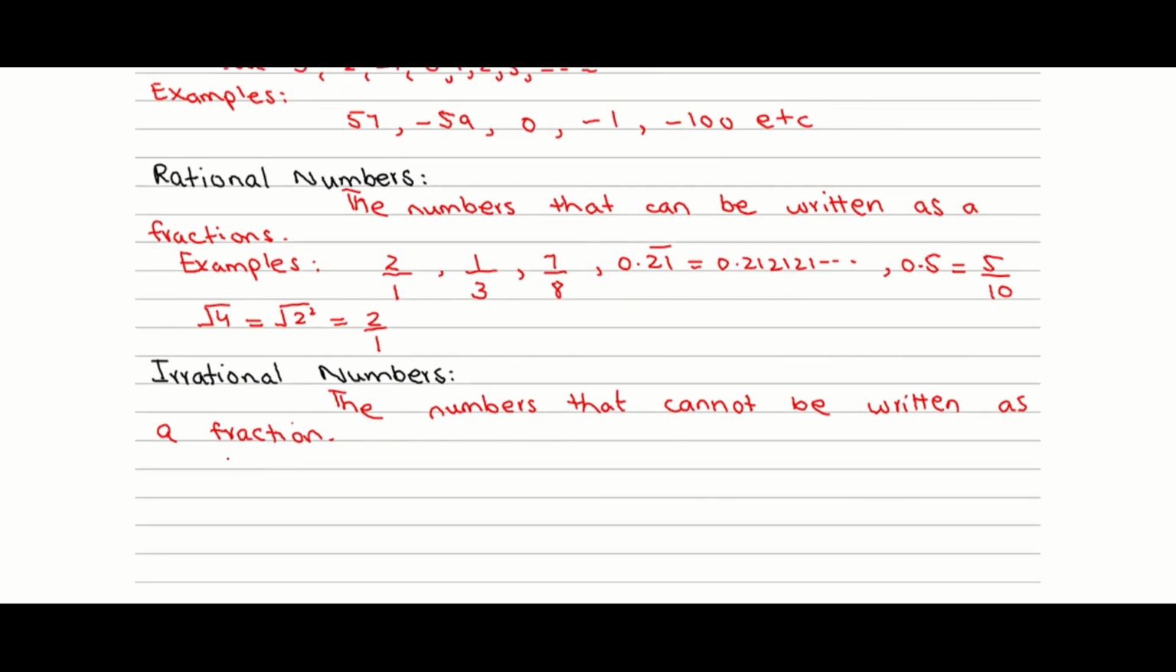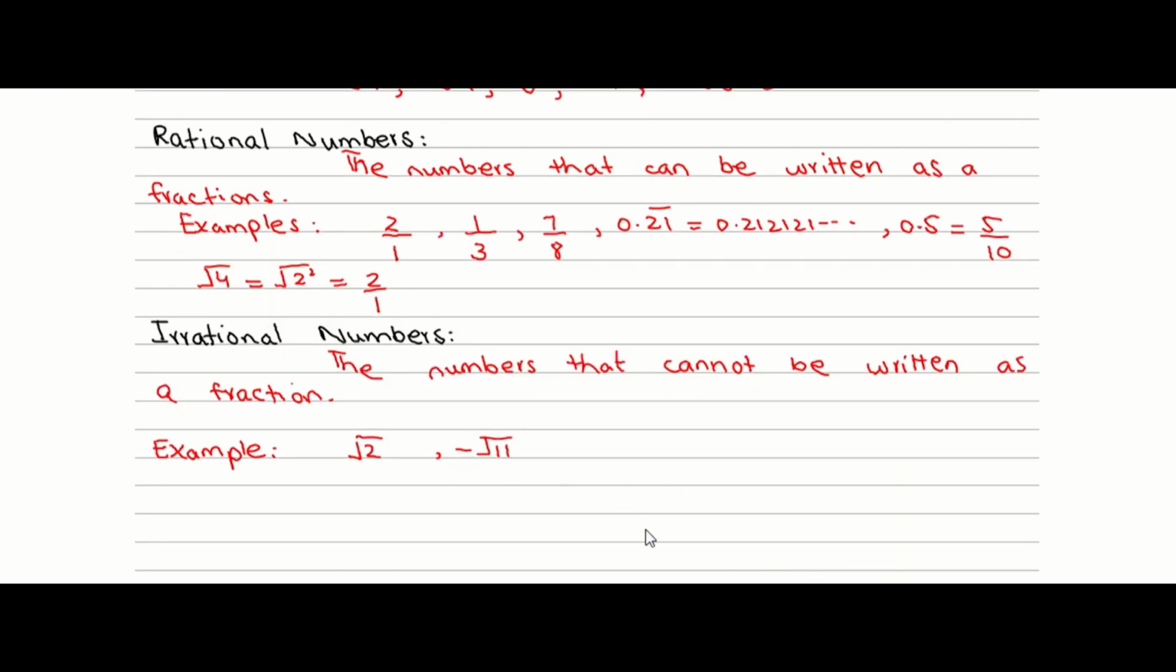For example, if we take the number square root of 2, we cannot solve it exactly; the square root of 2 does not give us any exact answer. When you solve it, it will give you a decimal. So that's why the square root of 2 is an irrational number, and we cannot write it as a fraction. Then you can also have negative square root of 11, because it will also give you a decimal value which cannot be written as a fraction.